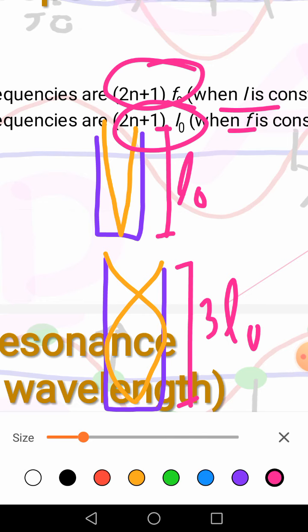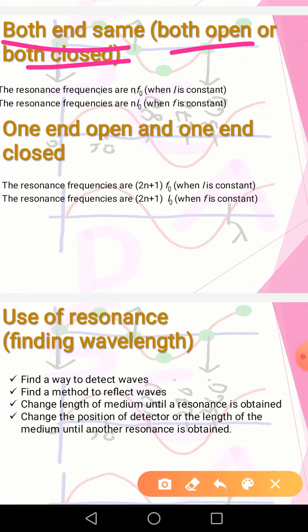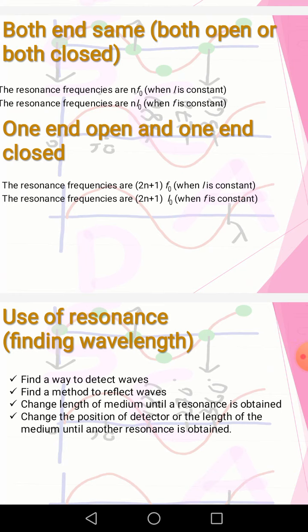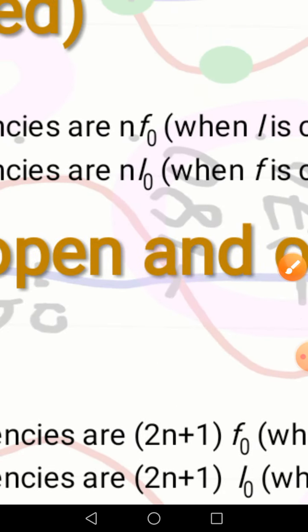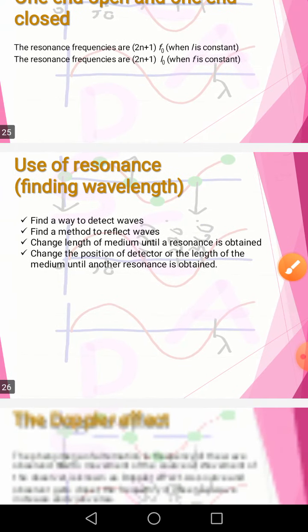Okay, and in case of both ends same, both ends same means both open or both closed, you will get all possible frequencies or all possible lengths. So that is the case.